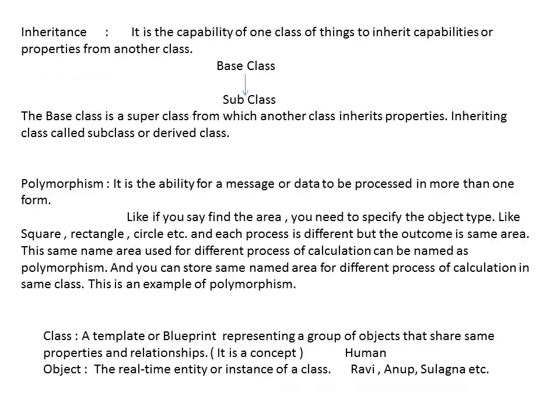And when you look at this whole thing, we basically depend on two things. One is a class, as I told you, a template or blueprint representing a group of objects that share the same properties and relationships. Like if you think about a human, human is what? Human is a concept which has some common properties. Everybody knows these properties. Anybody who has them is a human. Now when you look at that concept, that is your class. But when you look at Ravi, Anup, Sulagna or any other person whom you know, that person is a human being, and that human being is a real-time entity of our concept class. So what exactly is it? It is the object. So each one of us is an object of the class human being.